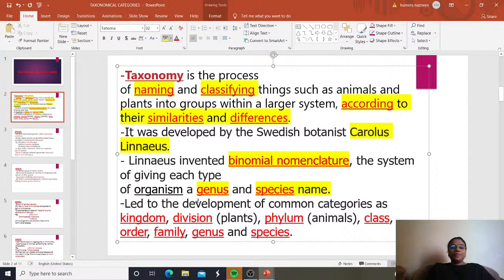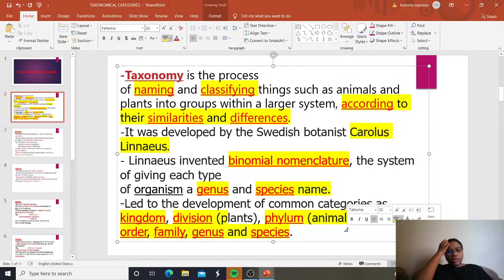Now this binomial nomenclature and the classification taxonomy led to the development of common categories. The first is kingdom. If it is plants, it is called division, and if it is animals, it is called phylum. Only the change is division and phylum. The basic thing is mainly kingdom. Then we have class, order, family, genus and species.